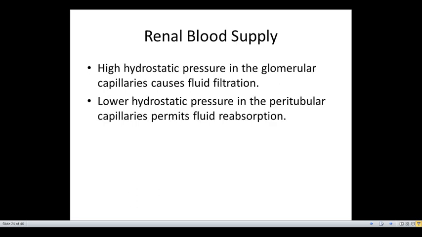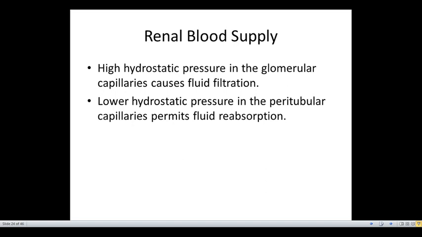High hydrostatic pressure, about 60 millimeters of mercury in the glomerular capillaries, causes fluid filtration, and lower hydrostatic pressure, about 13 millimeters of mercury in the peritubular capillaries, permits fluid reabsorption. I repeat again, high hydrostatic pressure causes fluid filtration in the glomerular capillaries, while lower hydrostatic pressure in the peritubular capillaries permits fluid reabsorption.